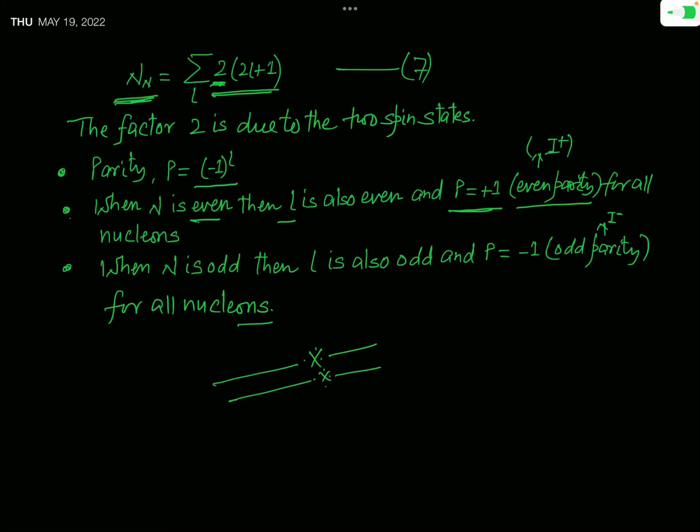Even parity is also called positive parity, and it is denoted by the symbol I plus, where I actually represents the spin of the nucleon. And similarly, if n is odd, then you have seen that L will also be odd. And when you raise minus 1 to an odd power, for example, minus 1 to the power 1, that will be minus 1. If you write minus 1 to the power 3, this will be minus 1. So in that condition, the parity will be minus 1. Minus 1 means odd parity, and this is denoted by the symbol I minus. As a superscript, we write the sign of minus. And so when n is odd, then for all nucleons, the parity is odd parity.